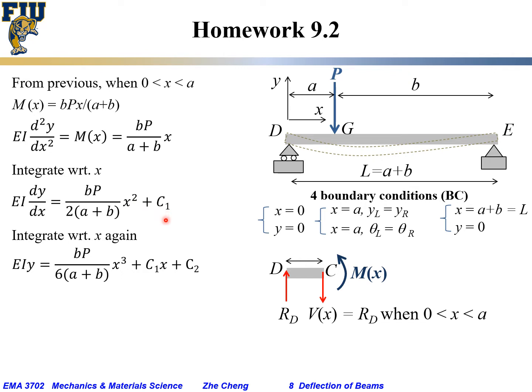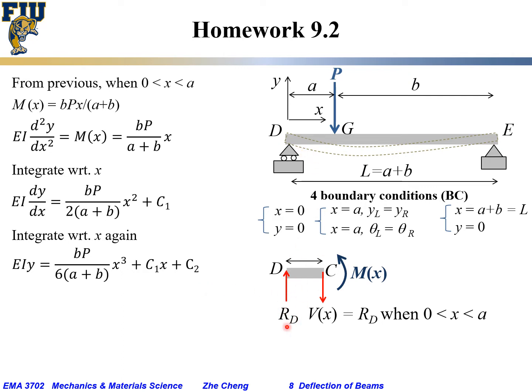And to get the deflection curve, we need to integrate again. This is the first derivative of the local slope. Integrate again, we would get the local deflection, the transverse displacement. EI times y would be equal to BP over 6AB, x squared becomes x cubed, c1 becomes c1 x, and don't forget c2, the second integration constant. Okay, and this is the section that we chose from D to C.